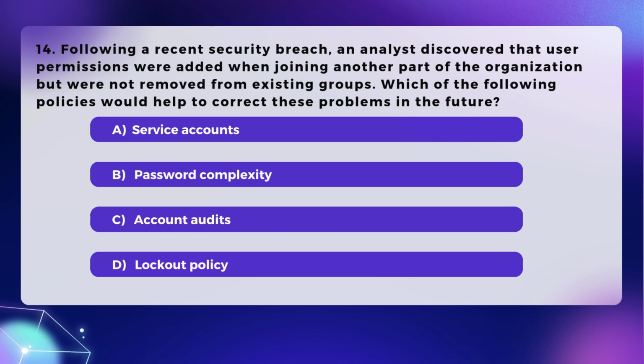Following a recent security breach, an analyst discovered that user permissions were added when joining another part of the organization but were not removed from existing groups. Which of the following policies would help to correct these problems in the future? A. Service accounts. B. Password complexity. C. Account audits. D. Lockout policy.